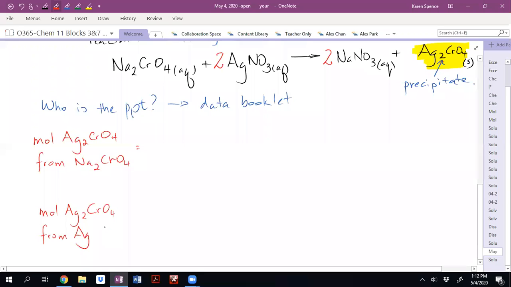Is that in the periodic table booklet? Yes, it is. AgNO3.